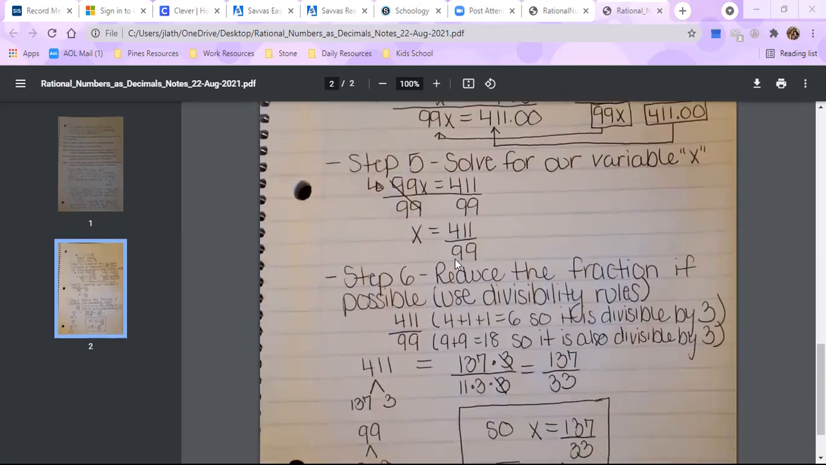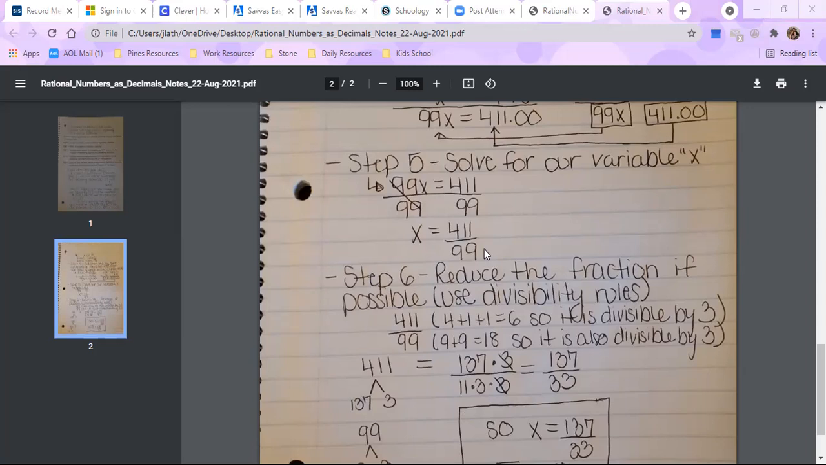Now, you need to know whether or not these fractions can be reduced. Because if you don't know and you leave this answer, 411 over 99, you're going to get the answer wrong. So you have to use those divisibility rules. They are up in the classroom. I will make sure all of you have a set in your journals, okay? But you have to use those divisibility rules. Otherwise, you're going to sit there and try to divide 411 by everything.